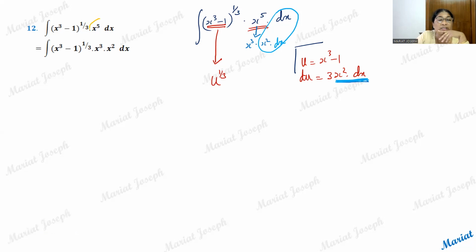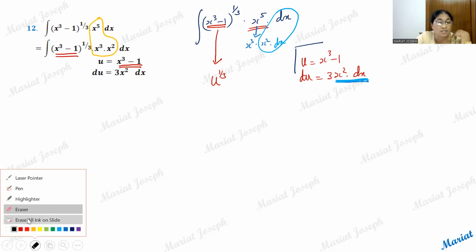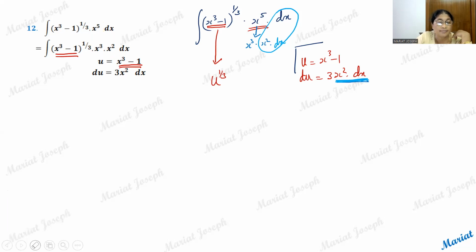First of all, change this x raised to the power 5 as x cube into x square. All of you look, children, split up this x raised to the power 5. x cube into x square. Then you can think of the substitution x cube minus 1. Take this as u. u equal to x cube minus 1. Then the derivative is 3x square into dx. Now you have x square dx, we can change. This is x square dx, we have kept it ready. x square dx is du by 3.